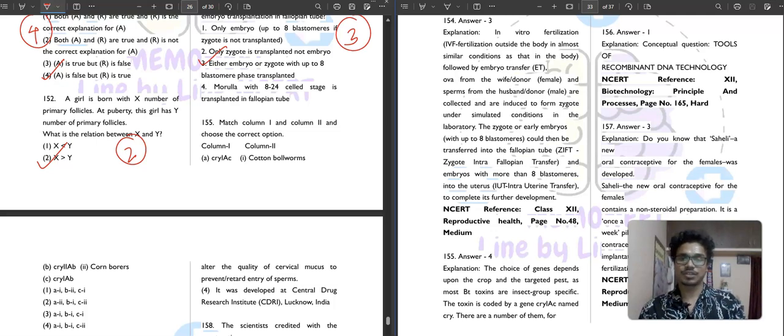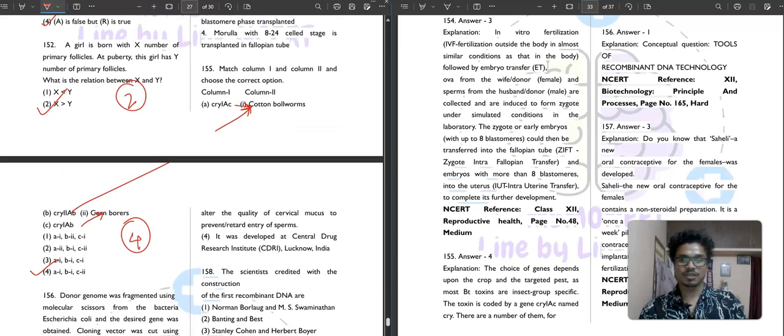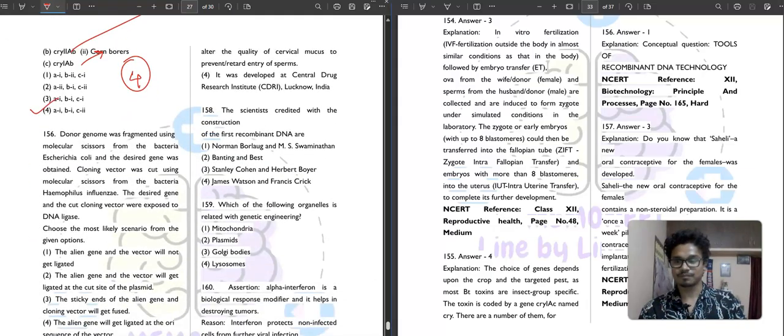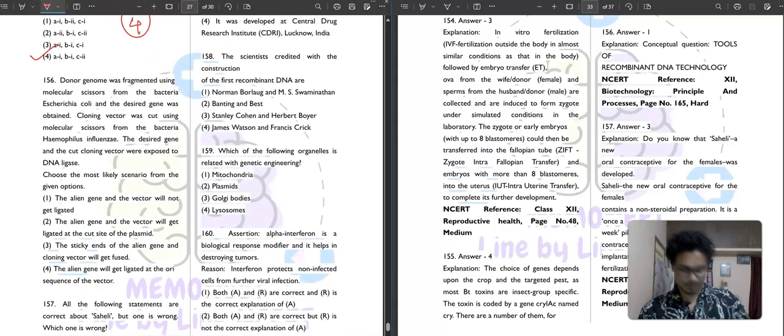It is saying that match column first with column second and choose the correct option. This question already came in your previous paper, so I don't think this is a hard one for you. So cry 1SC will be the cotton bollworm. Then cry 2AB is also the cotton bollworm, and then cry 1AB is the corn borer. So fourth option is your correct answer for this question. Moving to the next question, question number 156. It is a long question. So okay, let me read the question.